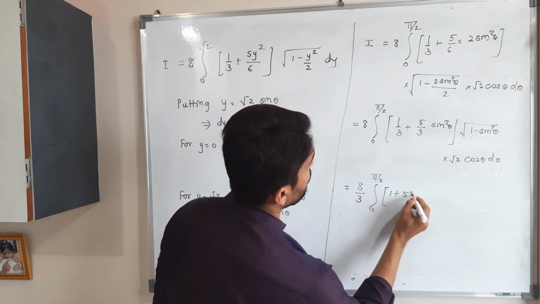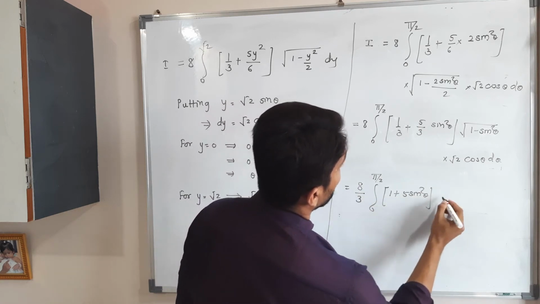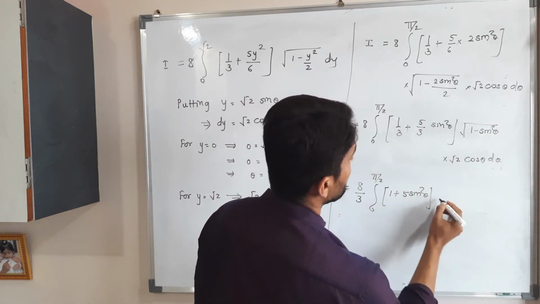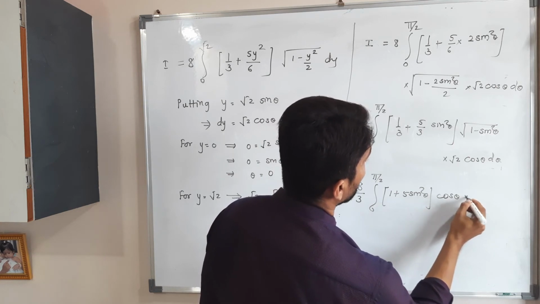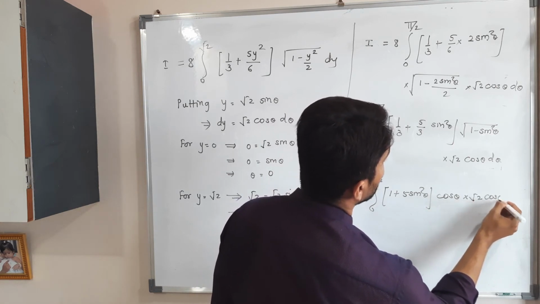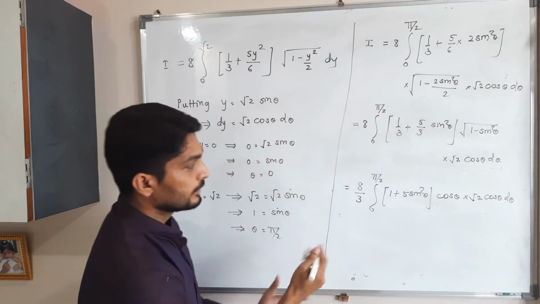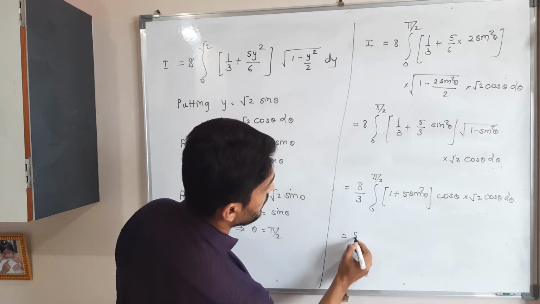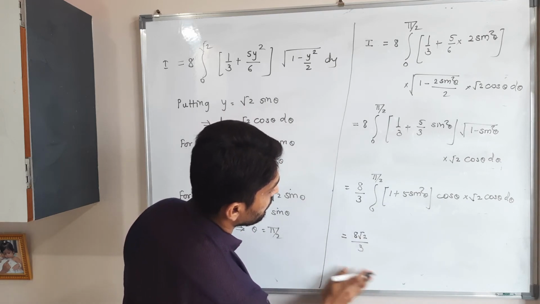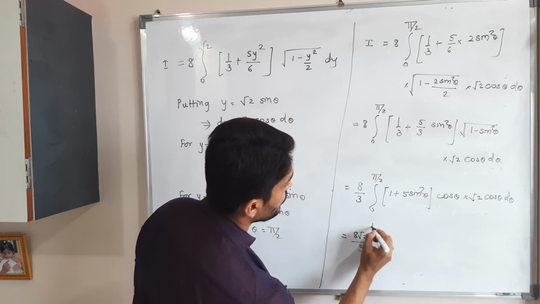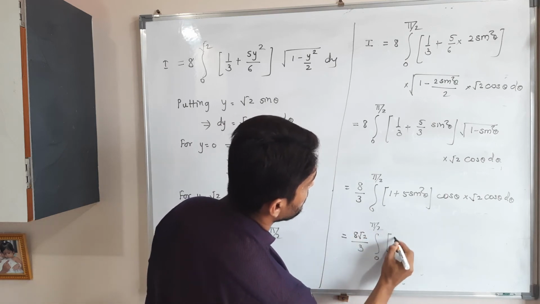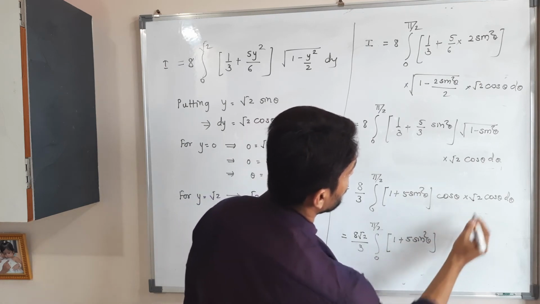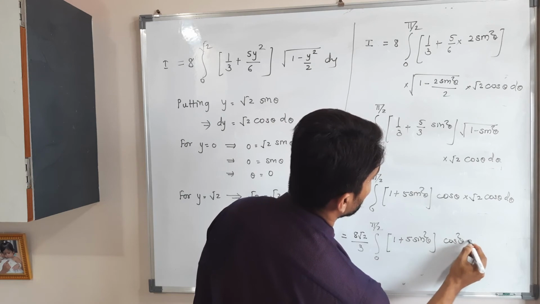1 plus 5 sine square theta. You know that 1 minus sine square theta means cos square theta, but the square root will get cancelled, and simply we can write cos theta into root 2 cos theta. The problem is looking simple now. Root 2 is a constant, I can take it outside. 8 root 2 by 3, and we will have integration 0 to pi by 2, and this is 1 plus 5 sine square theta, and cos into cos we will have cos square theta d theta.